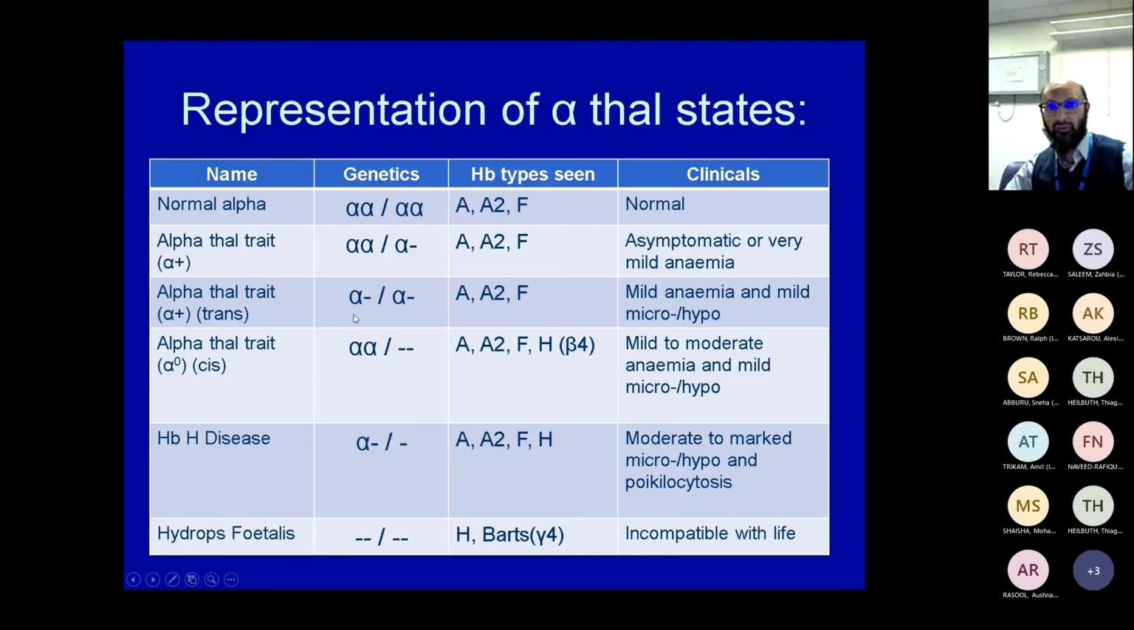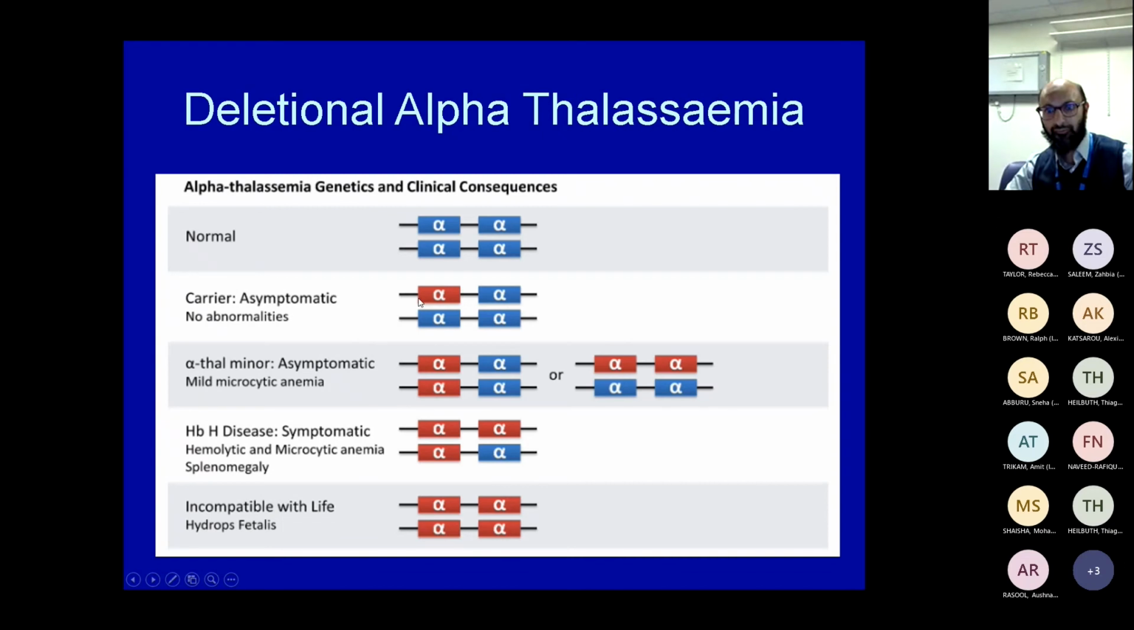But when you have a deletion in the alpha 2 gene, there's an upregulation of the alpha 1 gene, so you get increased output of alpha chains from the alpha 1. So there's a compensatory upregulation from the alpha 1 gene. So that's why these individuals tend to have a milder phenotype than these individuals, because they have an upregulation of the alpha 1 output.